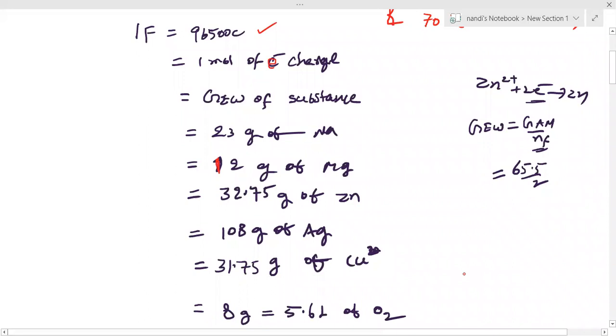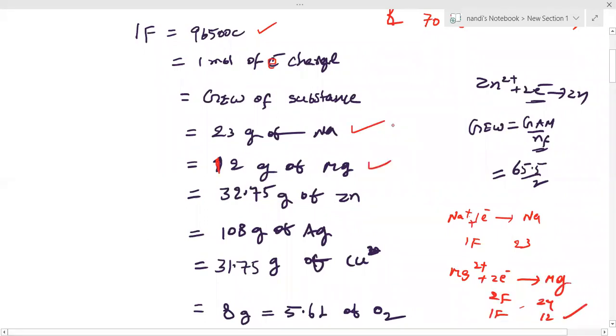That is the reason I wrote 12 grams here, and 23 grams. So indirectly we are writing the equivalent weight of the element. I wrote the equivalent weight of the substance. 1 Faraday equal to its equivalent weight. That simply you can write.